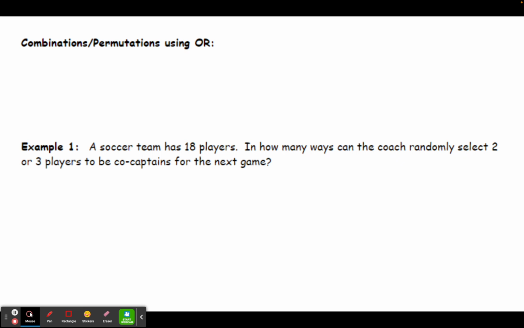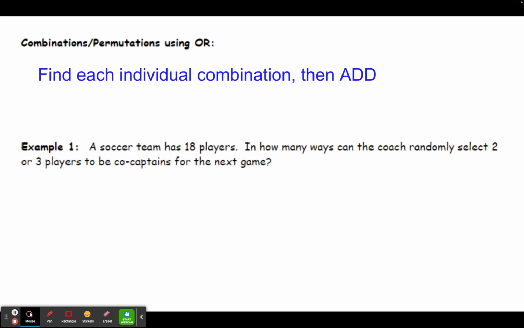And you may remember from our basic rules of probability from earlier in the chapter that when you see or, it tells us that we need to add. So we're going to find 2 or 3 different individual combinations or permutations and then add the results together.